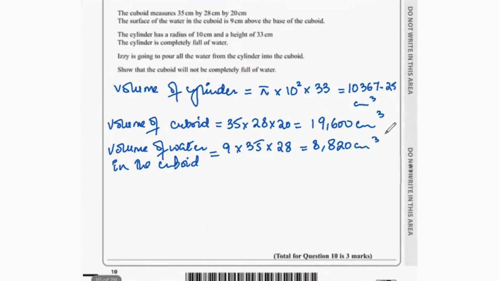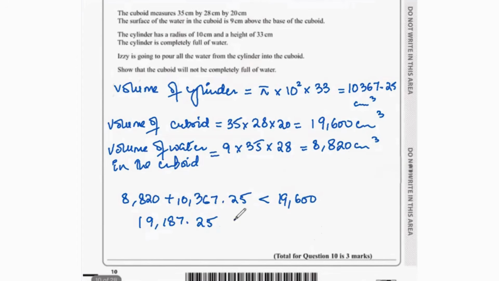8,820 centimeter cube. So we have to show that the cuboid will not be completely full of water. So if we add volume of water in the cuboid to the volume of cylinder, that gives us 19,187.25. So this is clearly less than the volume of the cuboid, which shows that the cuboid is not completely filled with water.